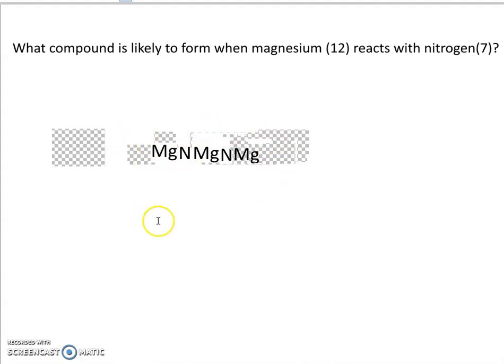When we go to write our formula, again, always write the metal first. Our metal is magnesium. Then write your nonmetal, which is nitrogen. After you've got your 2 elements, or however many you have, write your subscripts, which again tell you how many of each you have. So how many magnesiums do we have? 1, 2, 3. So I'm going to put a 3 as a subscript. How many nitrogens do I have? 1, 2. So my compound is Mg3N2, magnesium 3, nitrogen 2.